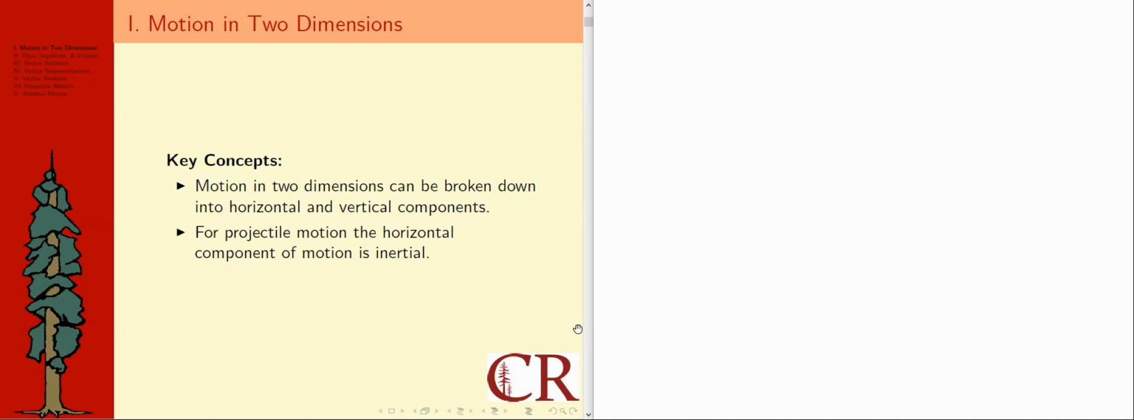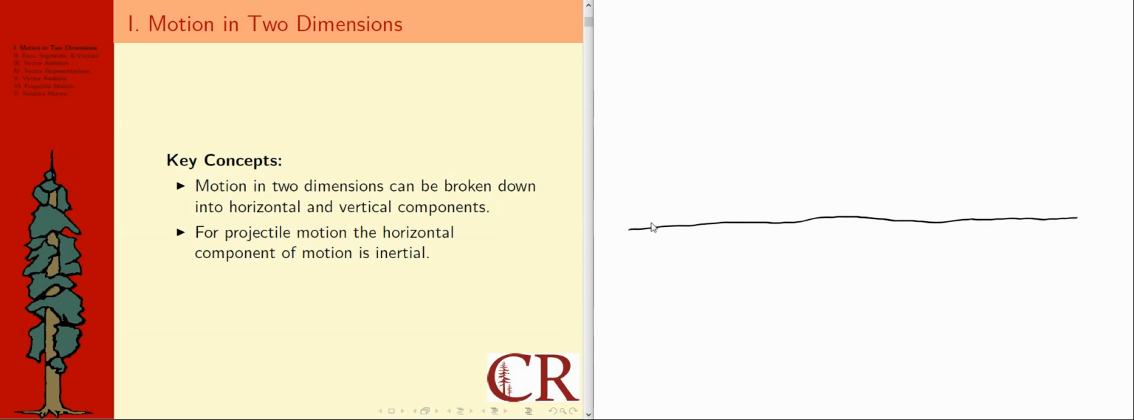And it turns out if you understand some things about two-dimensional motion, it's not that hard to extend to three dimensions. But again, our focus is mainly going to be on two dimensions. So the first key concept there says that motion in two dimensions can be broken down into horizontal and vertical components. So let's say, for example, I'm just going to draw a horizontal line here that might represent some ground. It might have a few hills in it because I don't draw perfectly.